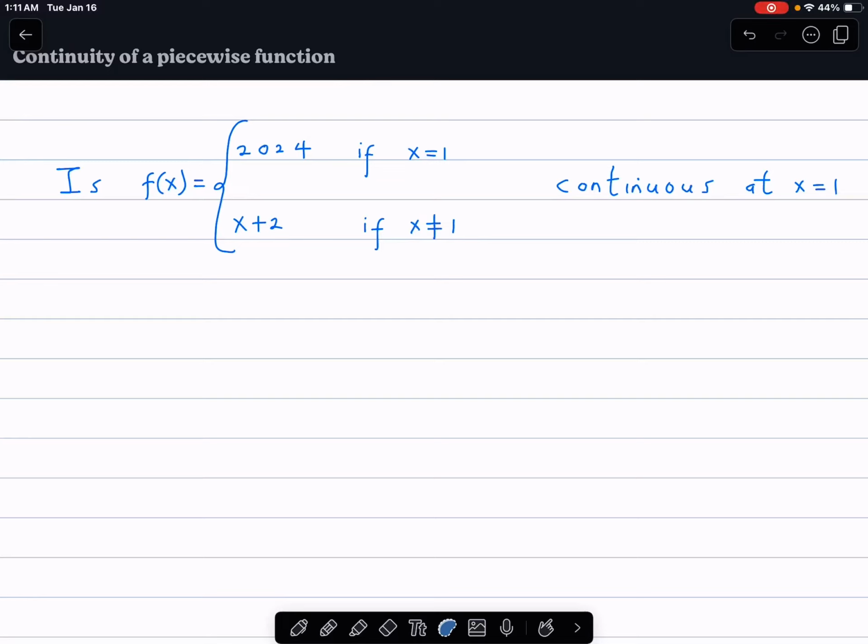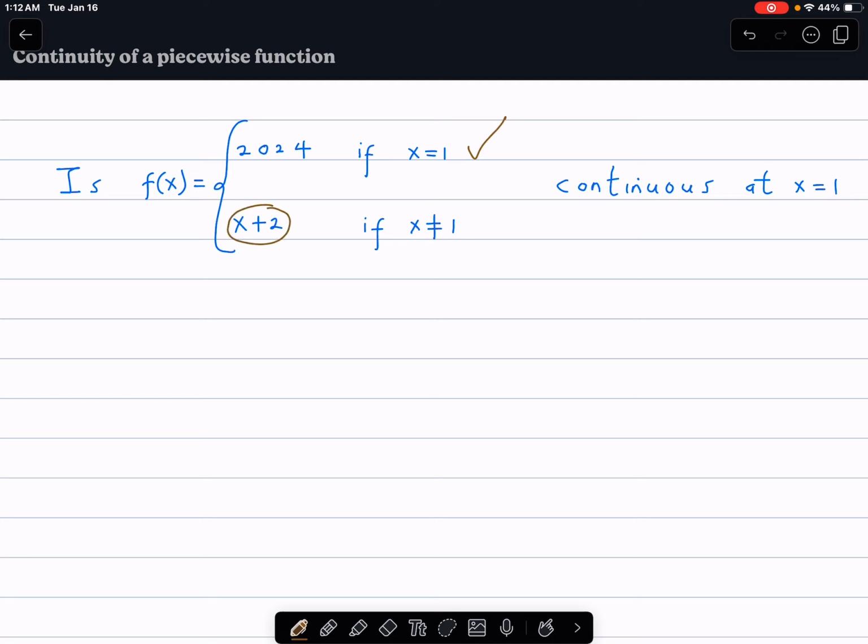Hello friends, let's examine this piecewise function, the continuity of this piecewise function. Is this function continuous at x equals 1? I'm going to explain this function in a bit. f of x is 2024 if x is exactly equal to 1, and f of x is x plus 2 if x is not equal to 1. If x is anything other than 1, then we consider this part.